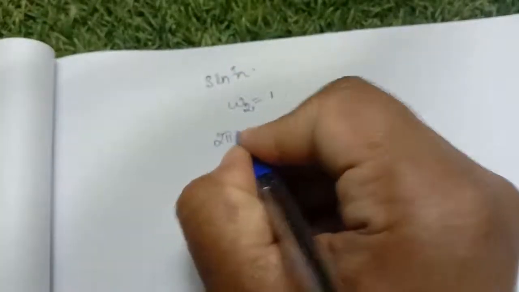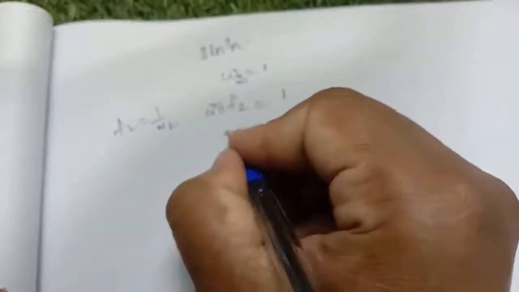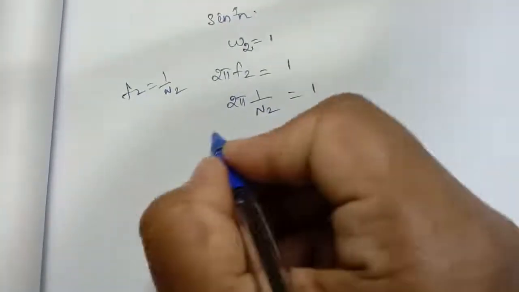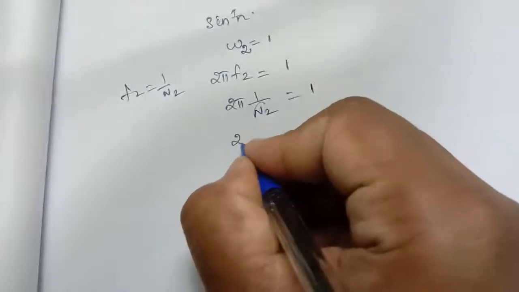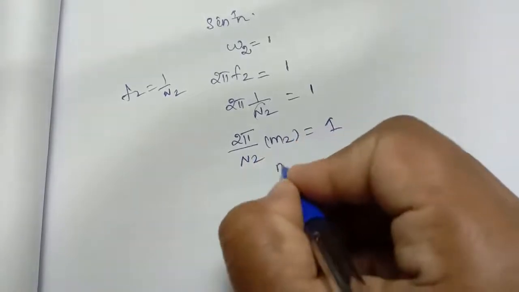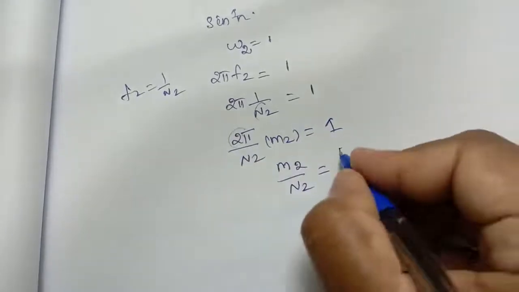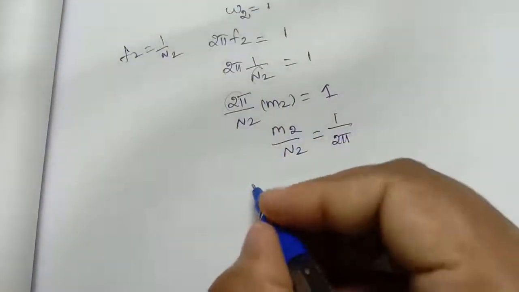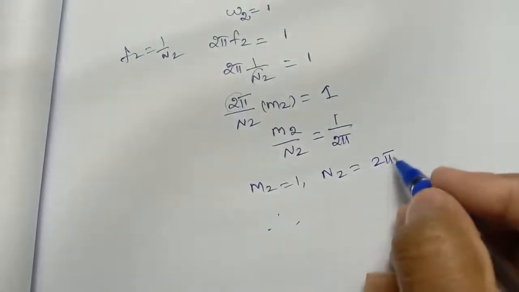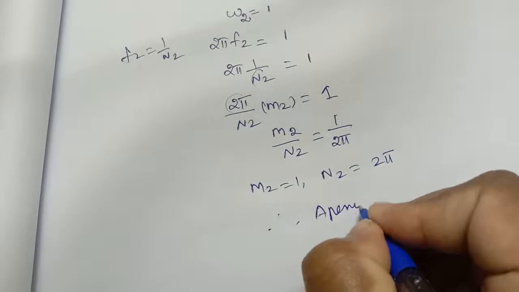We already know 2 pi f2 is equal to 1, and the formula for f2 is 1 by n2. So 2 pi by n2 is equal to 1. For making this n2 smaller, I am multiplying, so 2 pi divided by n2 into m2 is equal to 1. So m2 divided by n2, I bring this number to the left-hand side as 2 pi. So m2 is equal to 1 and n2 is equal to 2 pi. If the number combines with this pi value, we will not get a periodic signal, so it is called an aperiodic signal.